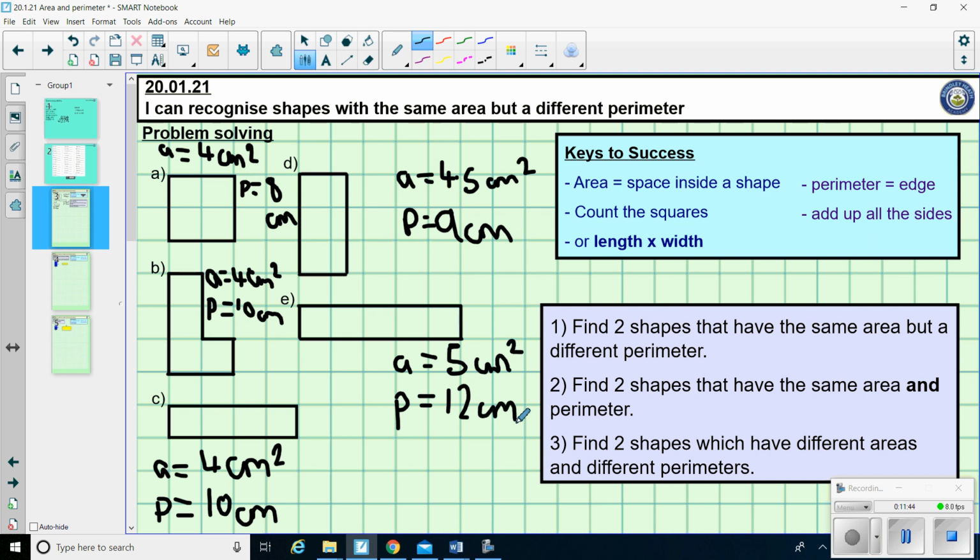So question 1 says, find 2 shapes that have the same area but a different perimeter. Right, let's look at my workings out then. I want 2 shapes that have got the same area. Well, hang on a minute. A, B and C all have an area of 4 centimetres squared, so they've all got the same area, right? But the question says same area but a different perimeter. Okay, well, A and B have got the same area but a different perimeter. So for question 1, I could have A and B. Alternatively, I could have A and C because they've both got the same area and they've got a different perimeter.